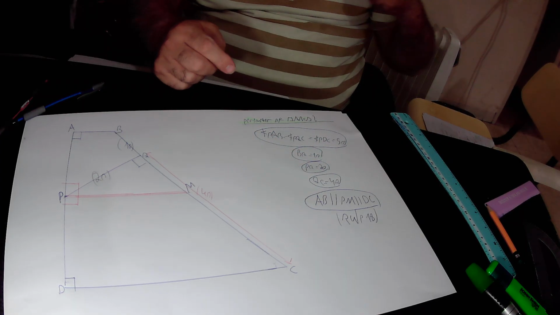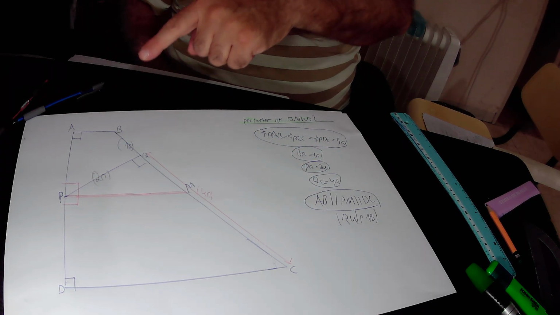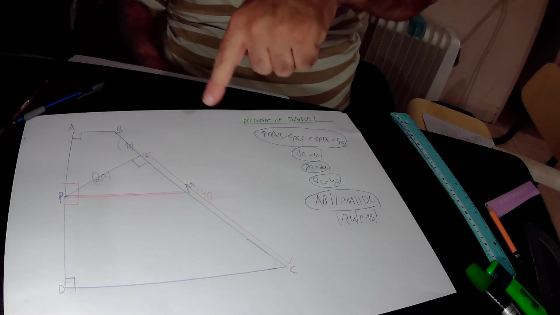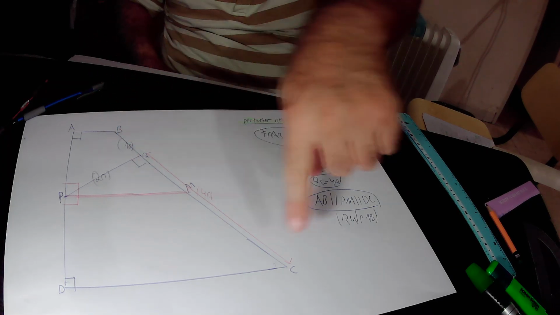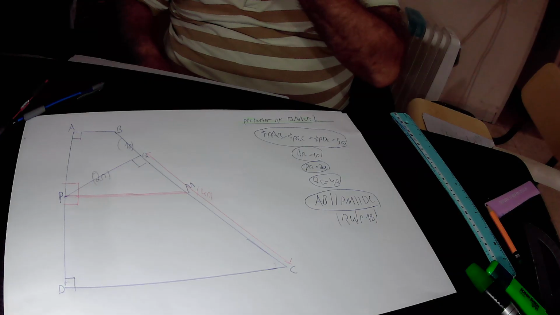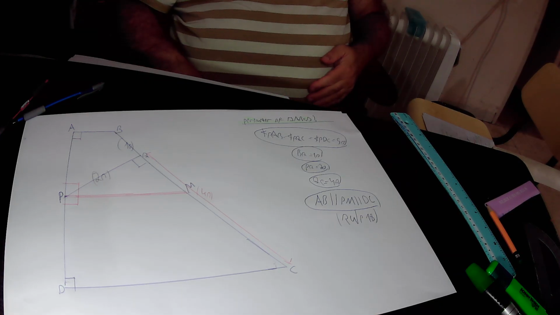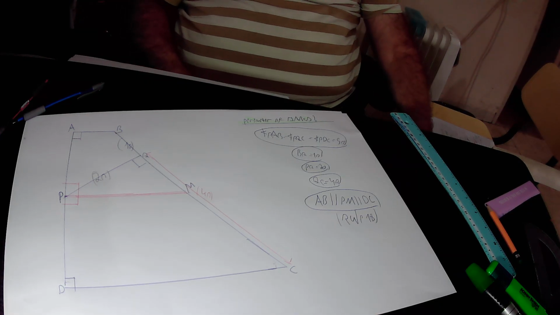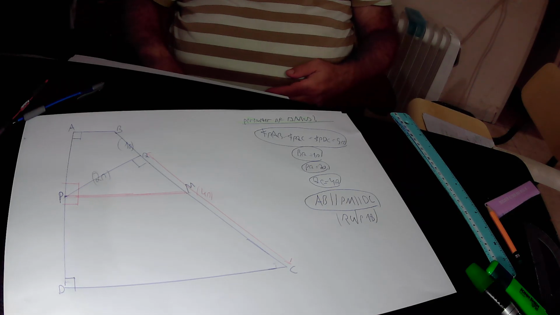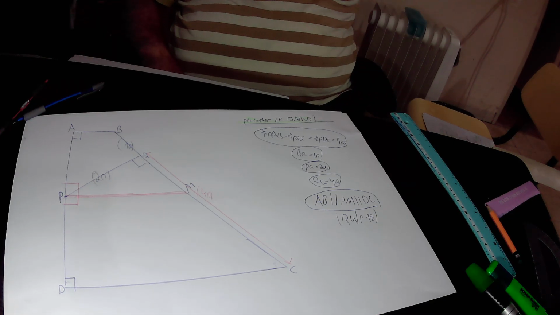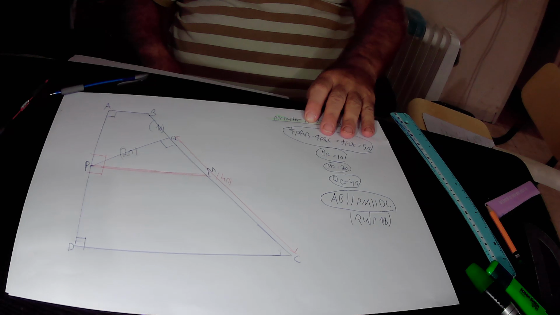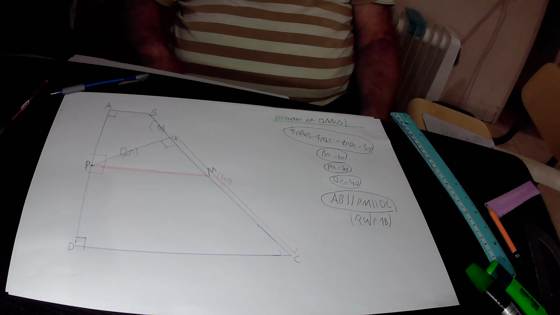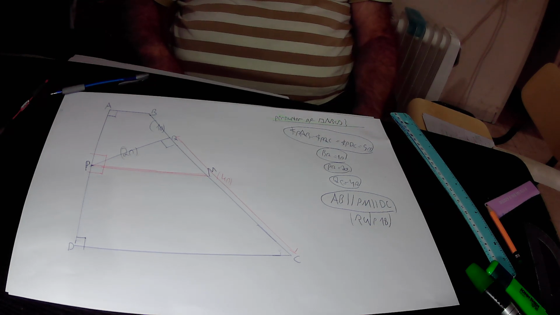So in total, we find that those three line segments AB, PM, and DC are parallel to each other. And therefore we can implement here the basic proportionality theorem.